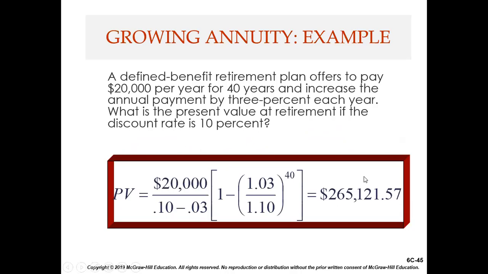So let's see it in action. A defined benefit retirement plan. Remember, defined benefit means the person basically knows how much they're going to receive in retirement and for how long. Here's what they find out. It offers to pay $20,000 per year for 40 years, and it will increase that annual payment 3% each year for those 40 years. What is the present value right now of that future retirement if the discount rate is 10%? In other words, how much would you have to pay today in order to receive that $20,000 for 40 years if those payments increase? That $20,000 will increase 3% each year.